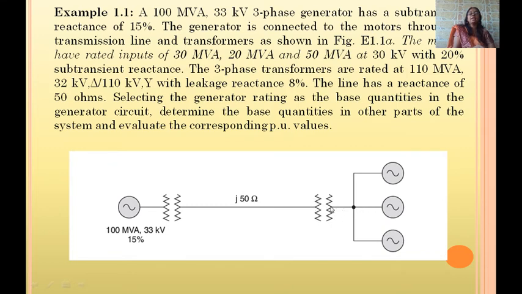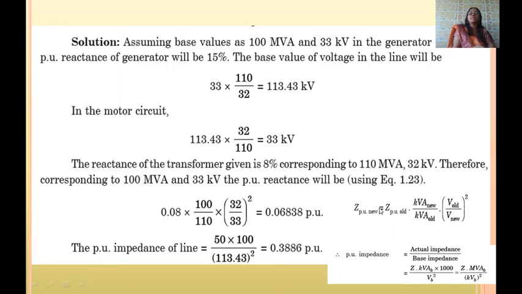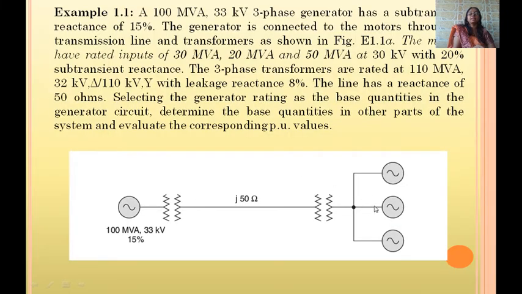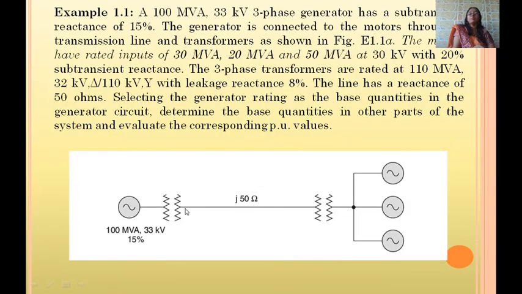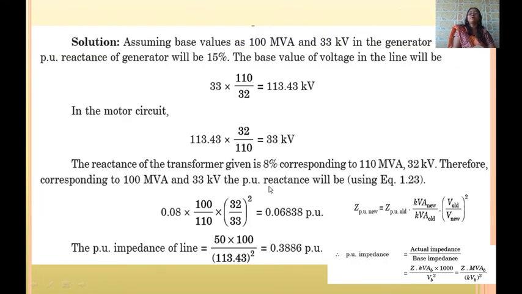So what will be the motor circuit base voltage? 113.43 into 32 divided by 110, it is 33 kV. So the voltage level here will be 33, and the voltage level of the transmission line will be 113.43. Okay, this we have calculated. Base values of voltage in the line will be 113, and in the motor circuit it is 33.